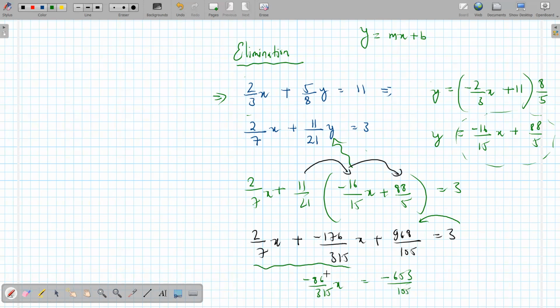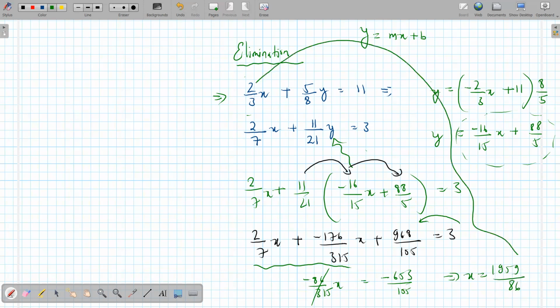Last step, you want to divide both sides by negative 86 over 315. So divided by negative 86 divided by 315, and that'll give us a final answer. It's weird numbers, but you get 1959 over 86 for x.